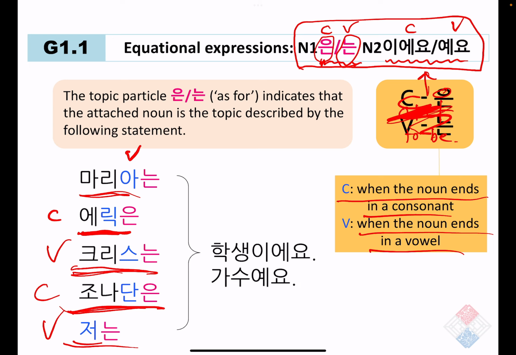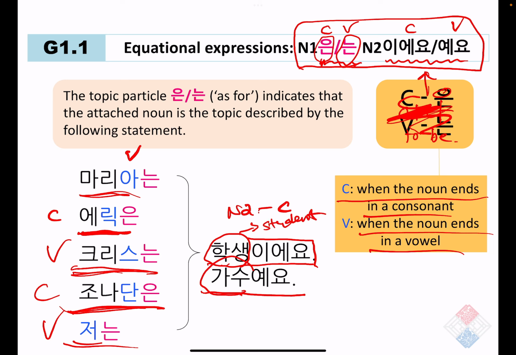And then it's going to be followed by 학생이에요, because it's an equational expression, or 가수예요. So in this case, 학생 is noun 2, and it ends in a consonant, so you're going to have the 이에요 ending. And 학생 means student. And then 가수 is noun 2 in this case, and it ends in a vowel, so you're going to have the 예요 ending. So 마리아는 학생이에요 means Maria is a student. 에릭은 가수예요 means Eric is a singer.